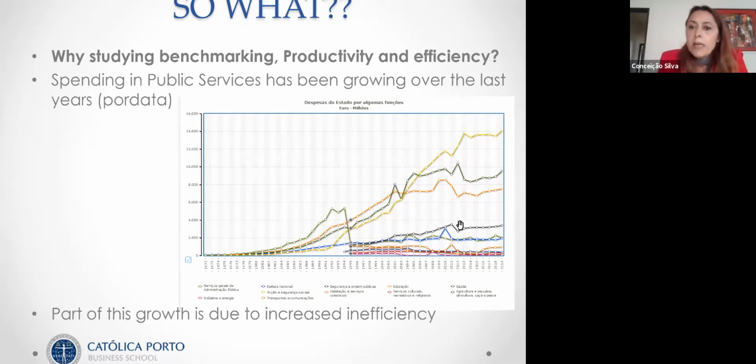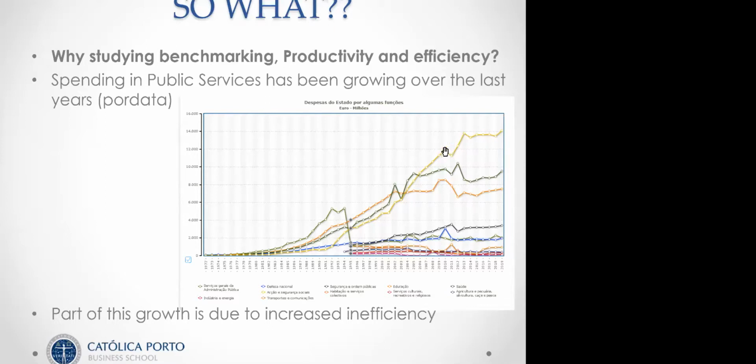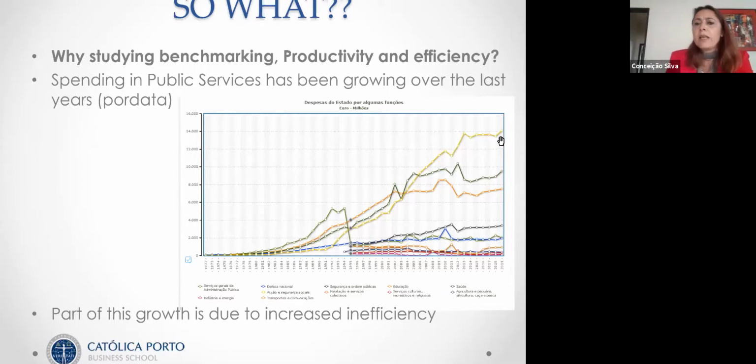Okay. So basically until 2011, it increased a lot, but it's still increasing. The main public expense is on social security. The second one is on health. The third one is on education. So I have studied a lot of health and education. And in fact, the spending has grown a lot.